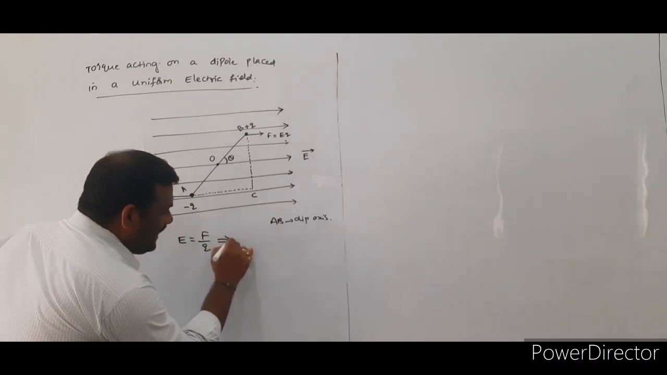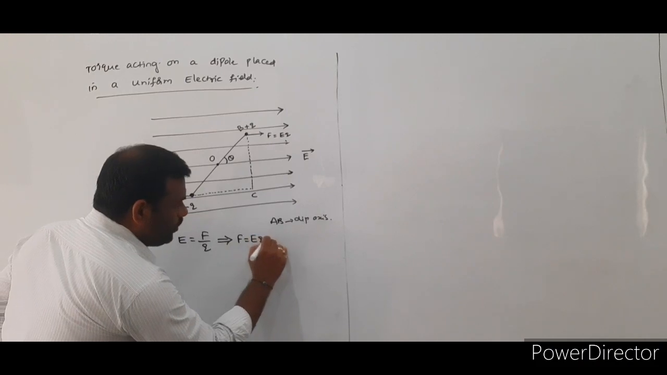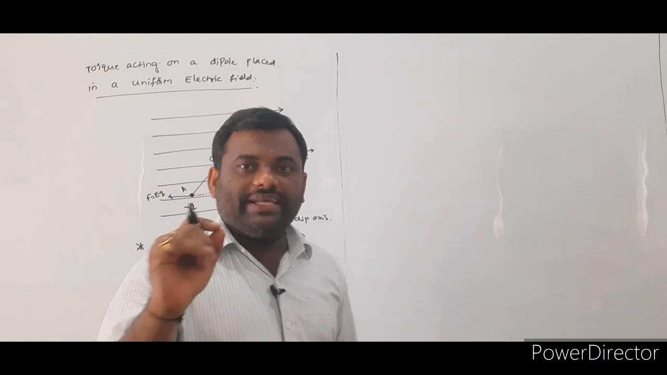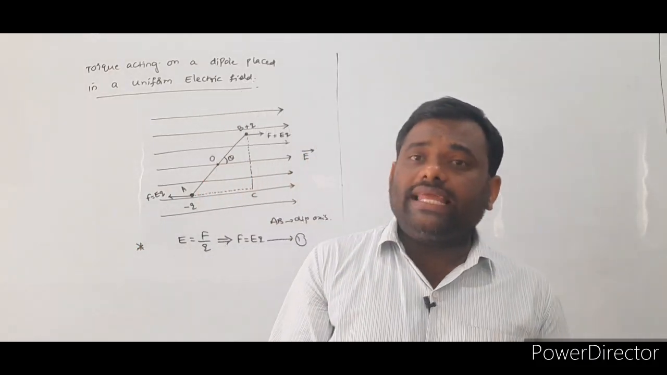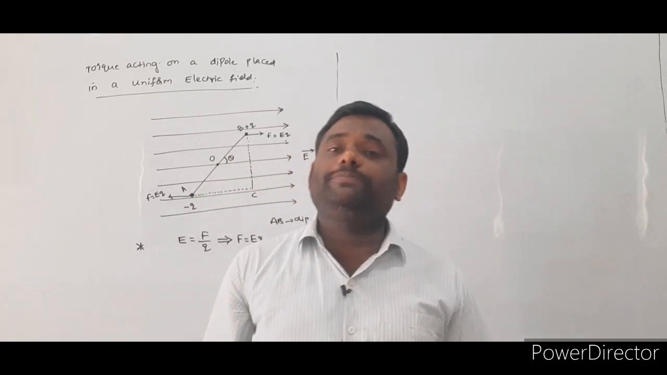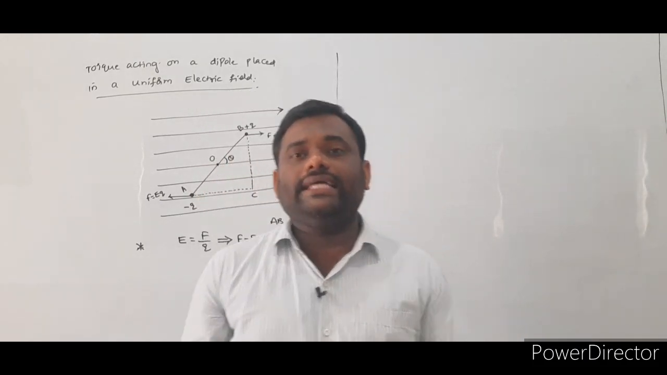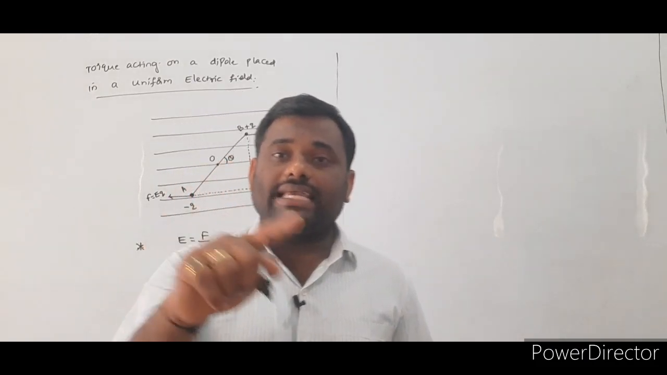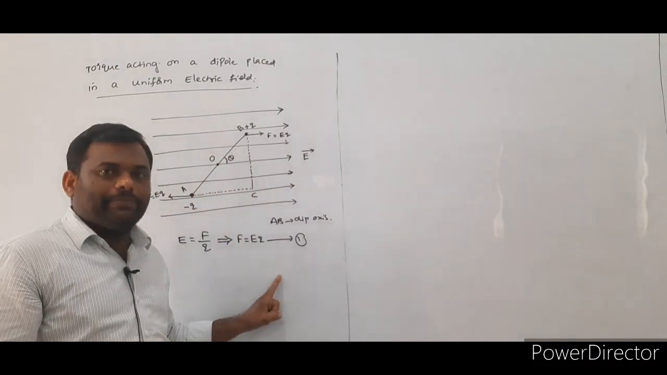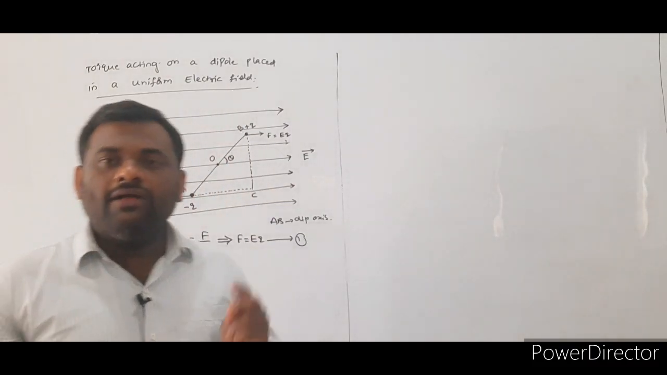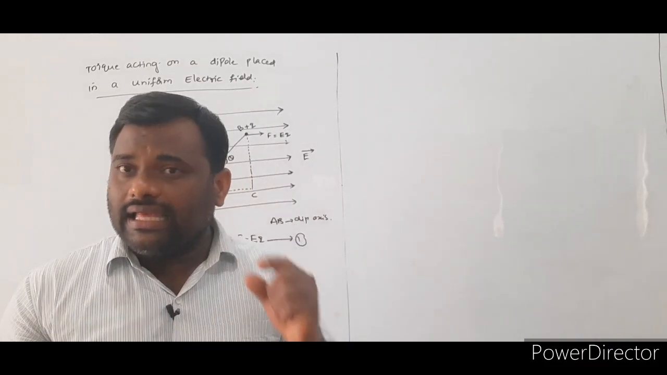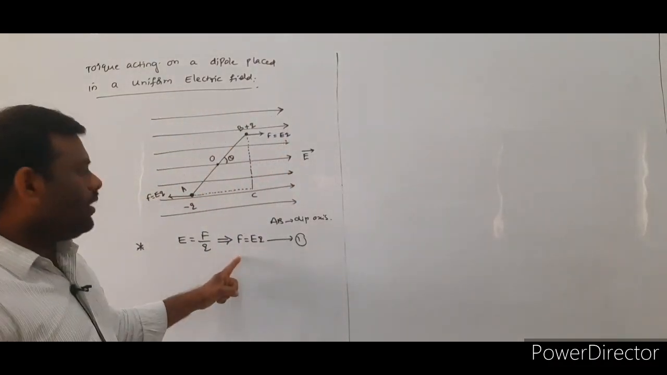From this I write that F is equal to EQ. What does F denote here? F denotes the amount of electrostatic force experienced by the given charge when it is kept at a point in the electric field. So F is equal to EQ represents the force experienced by any charge whenever it is placed in the given electric field.